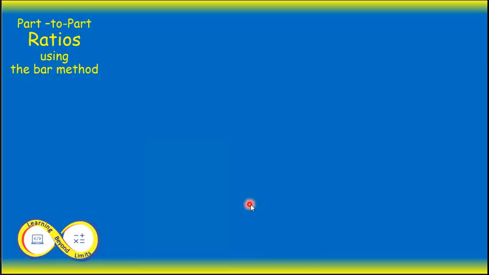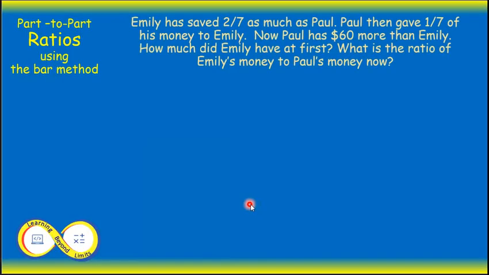Let's talk about ratios. Consider this question. Emily has saved 2/7 as much as Paul. Paul then gave 1/7 of his money to Emily. Now Paul has $60 more than Emily. How much did Emily have at first? What is the ratio of Emily's money to Paul's money now?